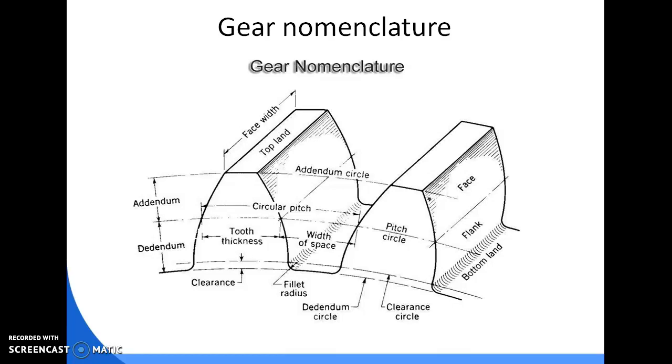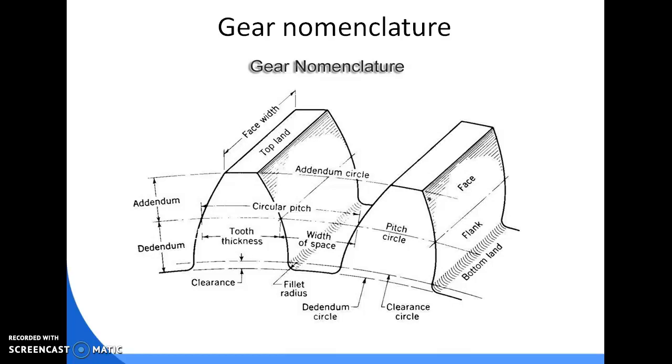Then bottom land. It is the difference between the tooth space and the tooth thickness. Whole depth. It is the total depth of the tooth space, equal to addendum plus dedendum. Then tooth fillet. It is the radius which connects the root circle to the tooth profile.